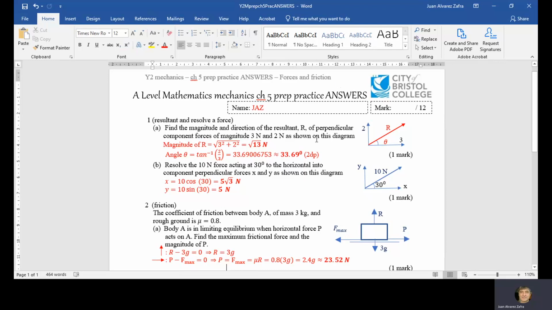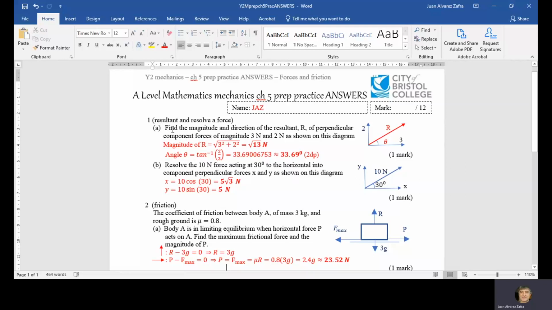So important things to be able to do here are to be able to resolve a force. You should be given a vector for a force. You should be able to resolve it in any direction and work out what its component is in that direction. And you should know Newton's second law, which is F equals ma. So those are two important prerequisites.